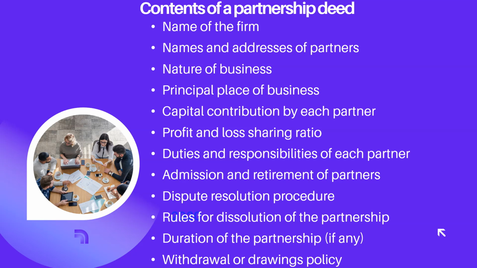Number one is the name of the firm. So the name of the firm should be captured in the document. Number two, name and addresses of the partners. Who are these people? What are their addresses?